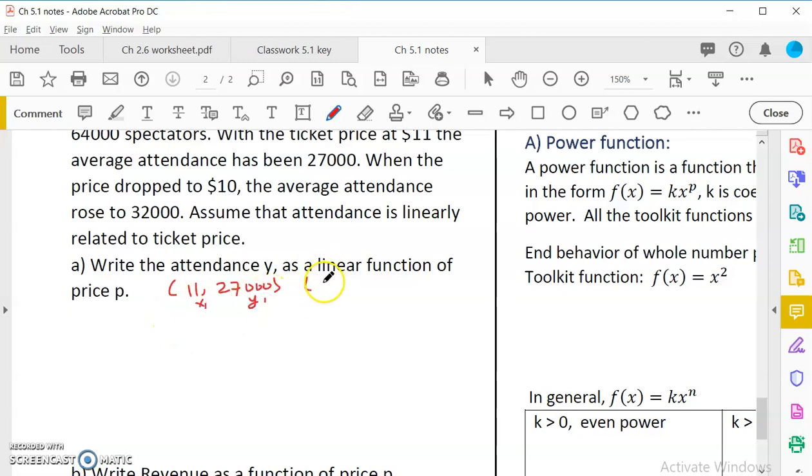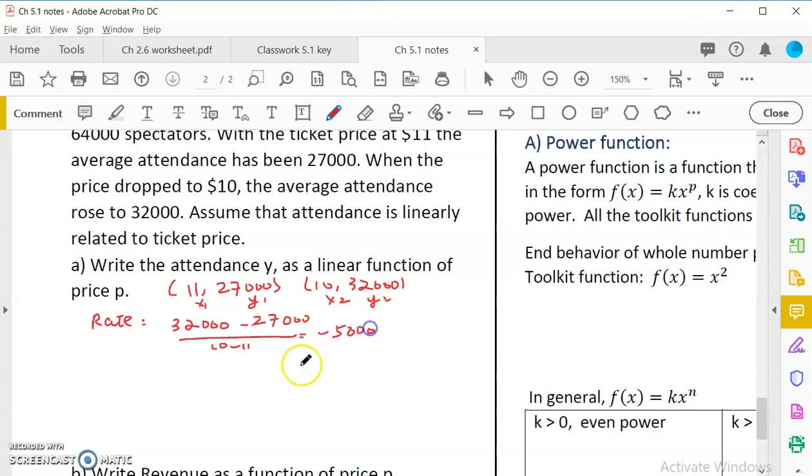just like in chapter 4. And then when it is $10, then it's 32,000, right? Attendance is y. So it's x2, y2. So we can find the rate. This is a linear function first. Rate is 32,000 minus 27,000 over 10 minus 11. So that would be negative 5,000.